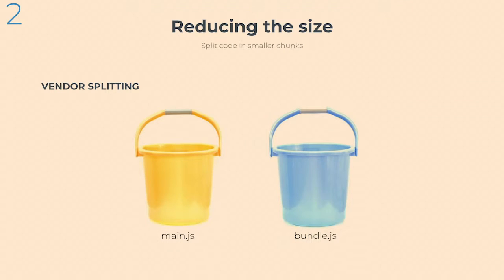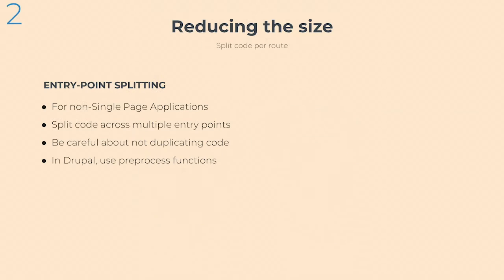Entry point splitting is best for non-single page applications where we have different routes. So it splits code across multiple entry points, and we serve only the chunks to specific routes that need them. We can think about that like having preprocess functions in Drupal, where, for example, we want to load some JavaScript just for some specific content types or for some forms or things like that. So we don't push everything to our users that actually don't need it. We can do a lot in that direction.